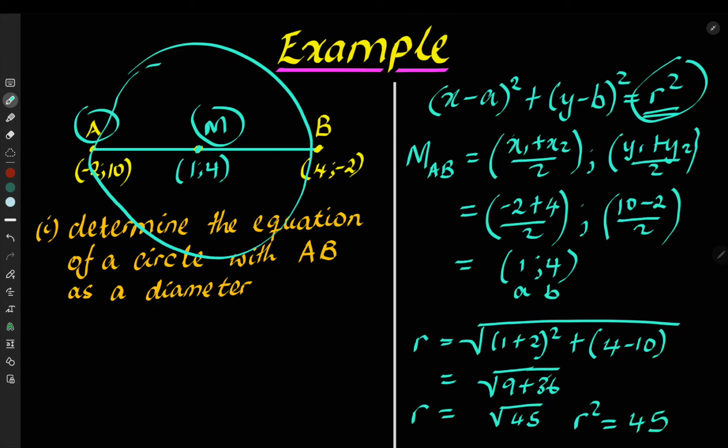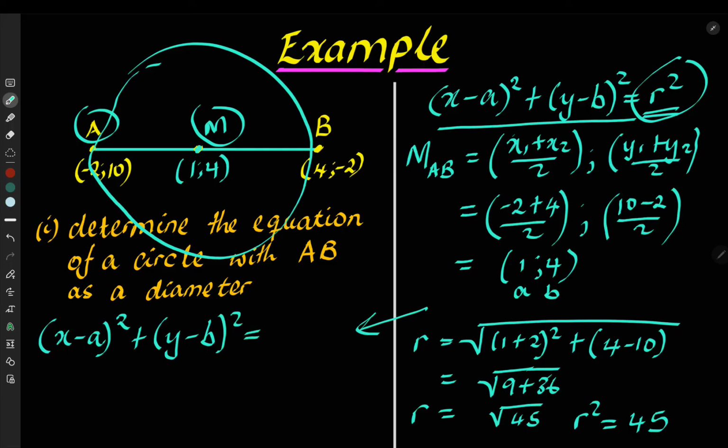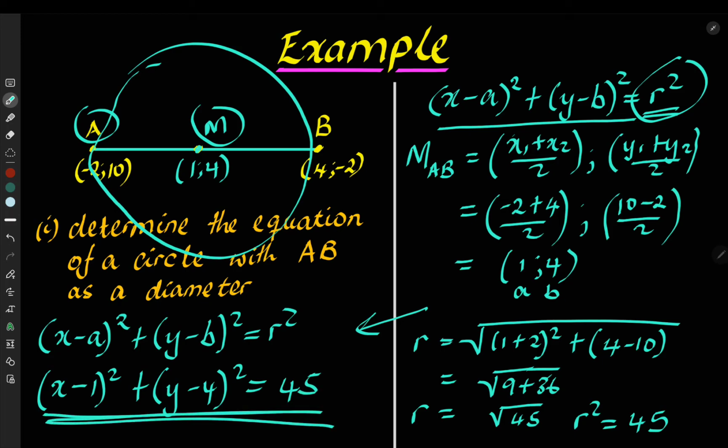Now we have got our r squared and we've got a and b. Now let's go ahead and plug this into this equation, and then we come out with the equation of a circle. Remember the equation of the circle is x minus a bracket squared plus bracket y minus b bracket squared is equal to r squared. Then in this case, the a is 1. So x minus 1 bracket squared plus bracket y minus 4 bracket squared is equal to r squared, which is 45. And there you go. That is the equation of the circle of this question. Let me know if you've got any questions or points of clarification.